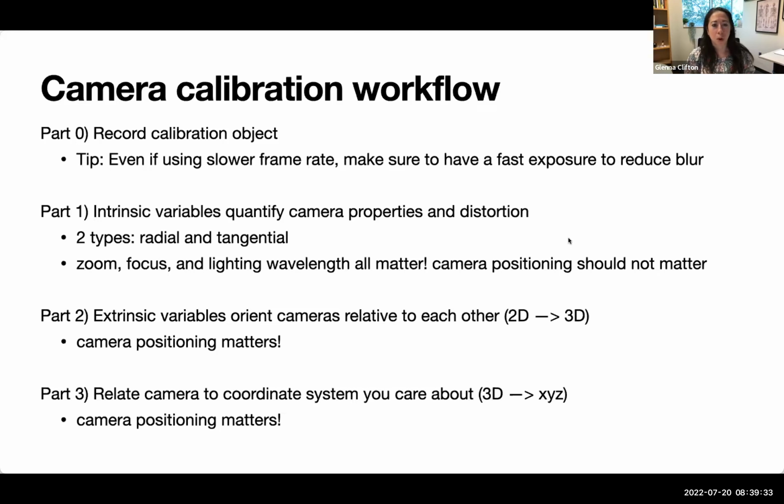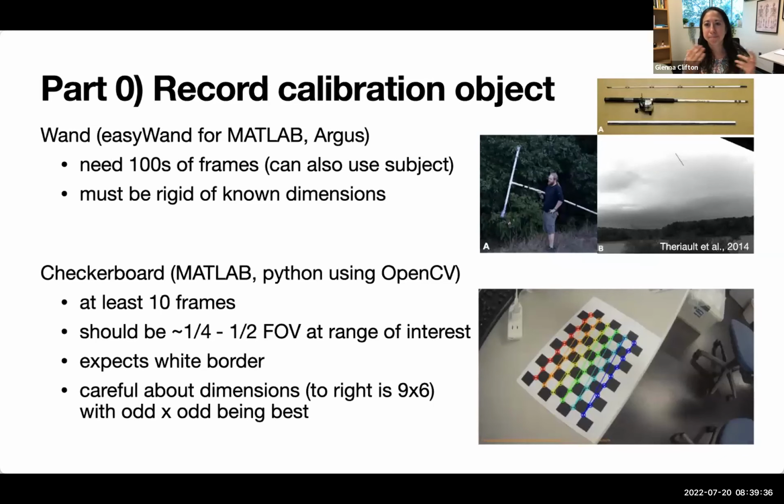Okay, so first let's talk about recording a calibration object. There are lots of different calibration objects that you can use. The 2 main ones are, first, a wand, some object of known size, where there are differentiable parts of that wand that you film. You can analyze your wand calibration quite easily in MATLAB using EasyWand, or Argus for more consumer grade cameras. Generally, you're going to need hundreds of frames. But one of the good things is that once you track the animal subject, you can also use those frames for your calibration. So it is a little bit less daunting than it originally seems.